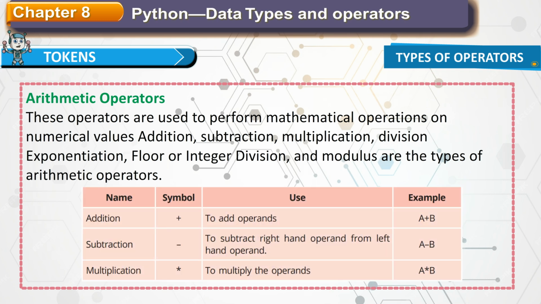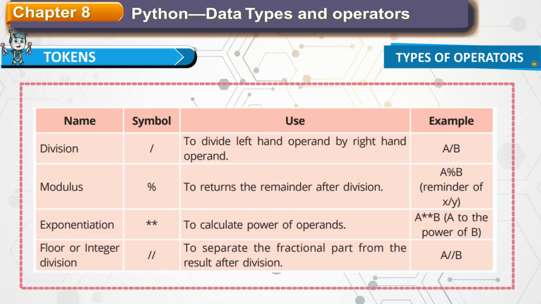Name, symbol, use, example. Addition, plus: to add operands A and B. Subtraction, minus: to subtract the right-hand operand from the left-hand operand, A - B. Multiplication, multiply: to multiply the operands, A * B. Division, divide: to divide the left-hand operand by the right-hand operand, A / B. Modulus, percent: to return the remainder after division.